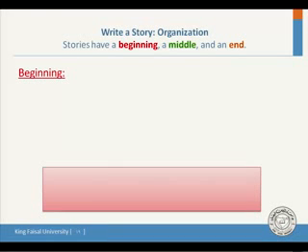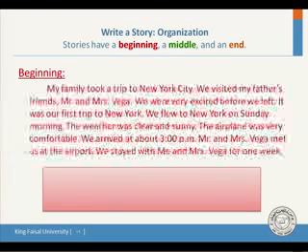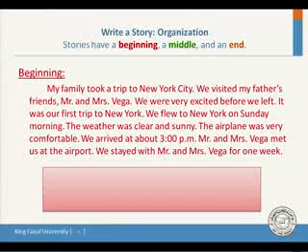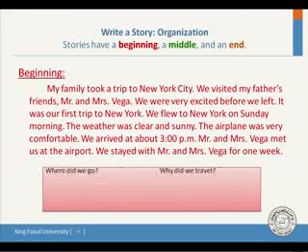The beginning. What do we have in the beginning? Look at these sentences. My family took a trip to New York City. Okay, questions. Where did we go? New York City. Why did we travel? Why did we go to New York City? Look at the paragraph. We visited my father's friends, Mr. and Mrs. Vega. We traveled there to visit some people. So we have the place and the reason. New York, to visit friends.